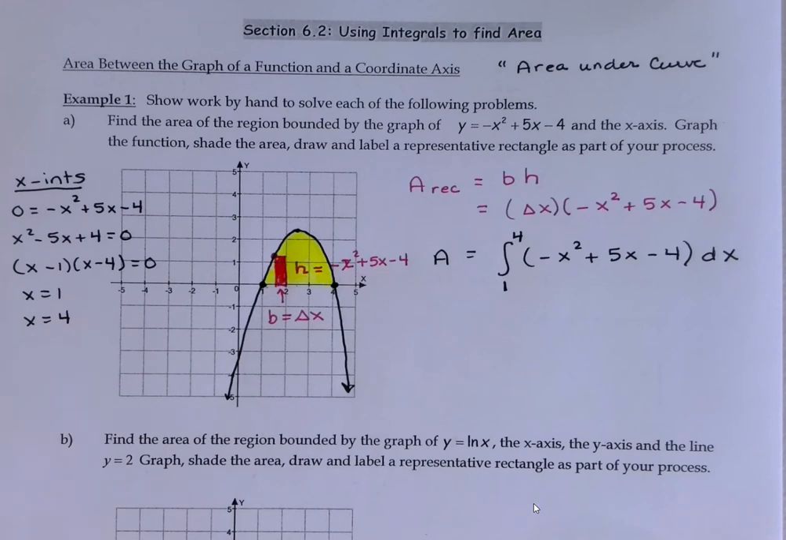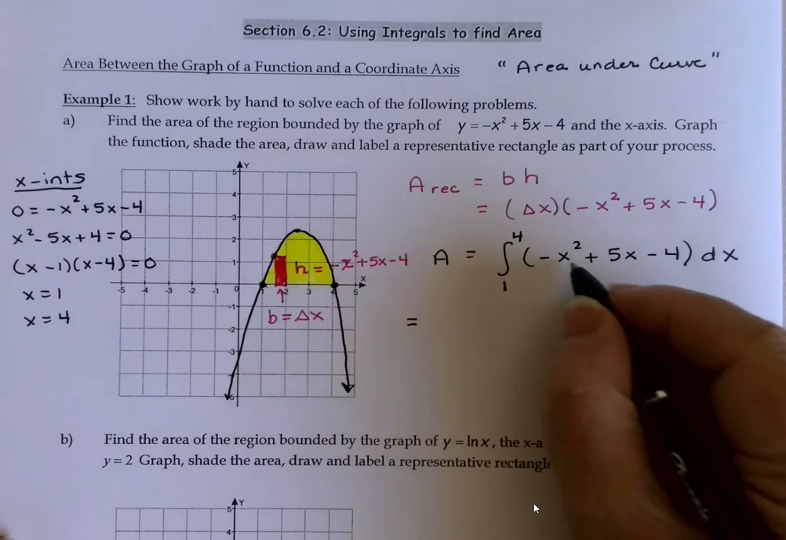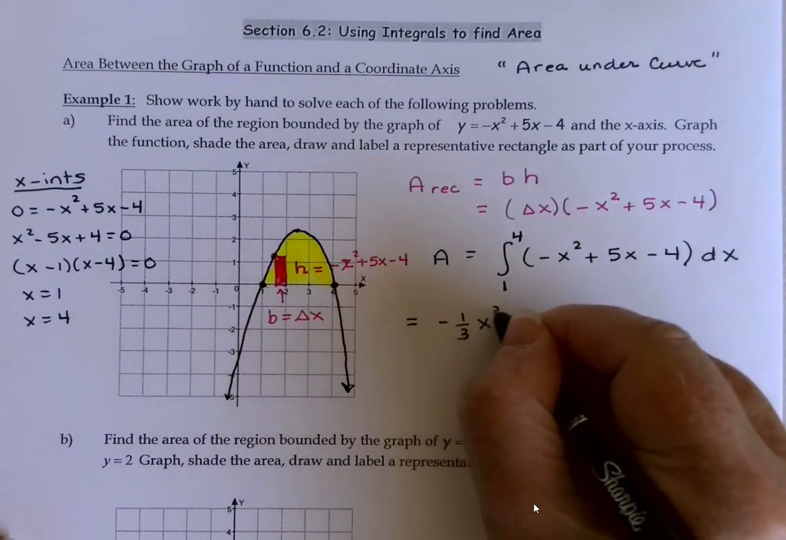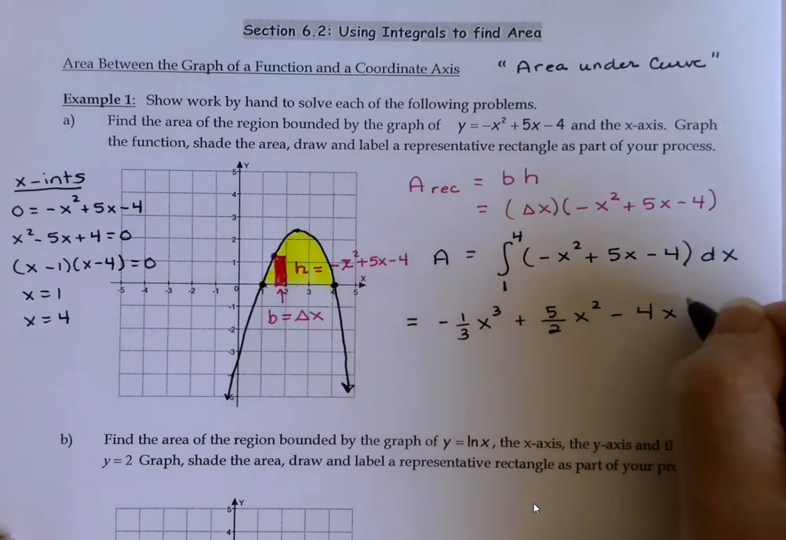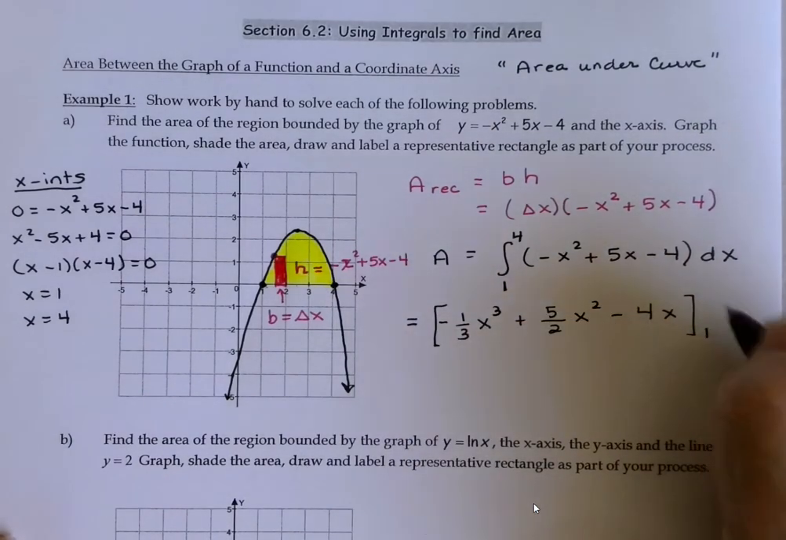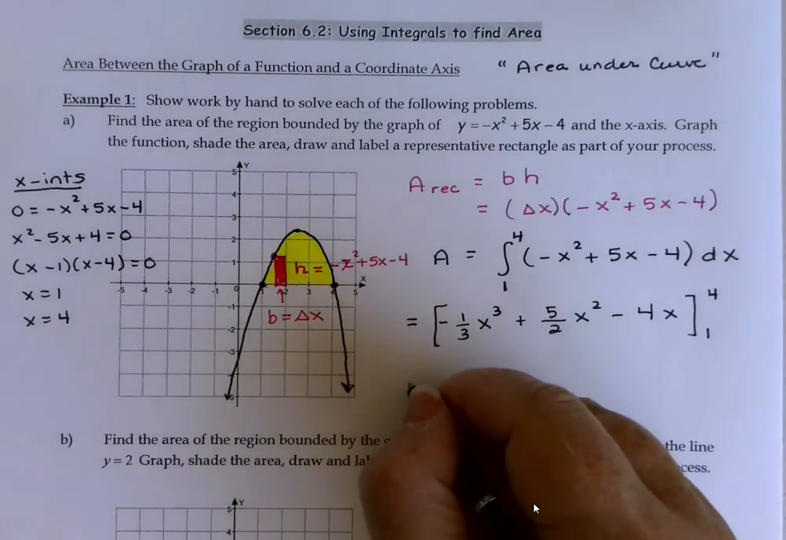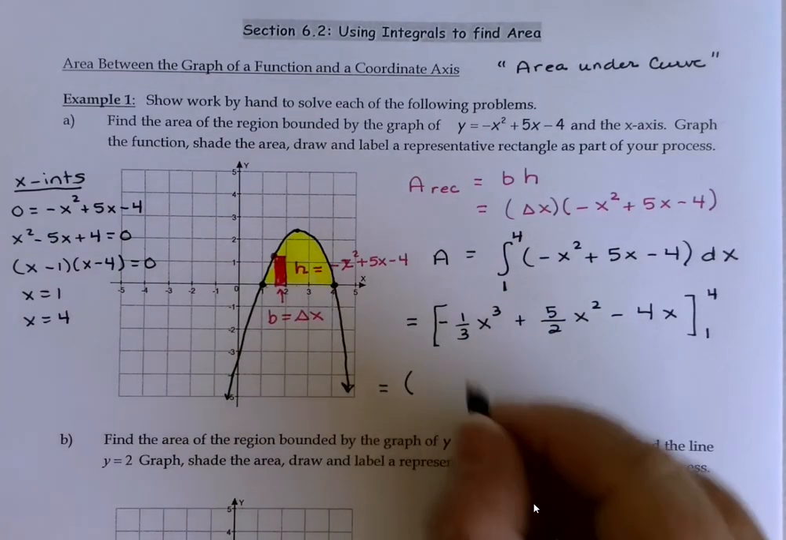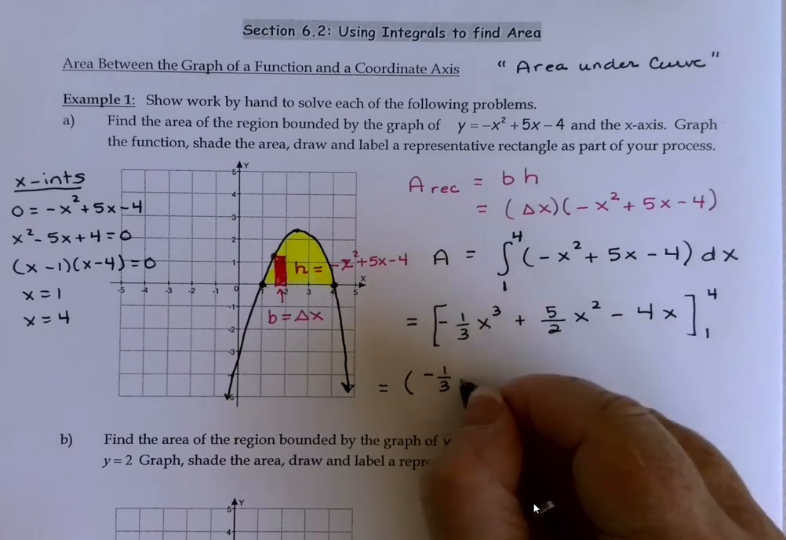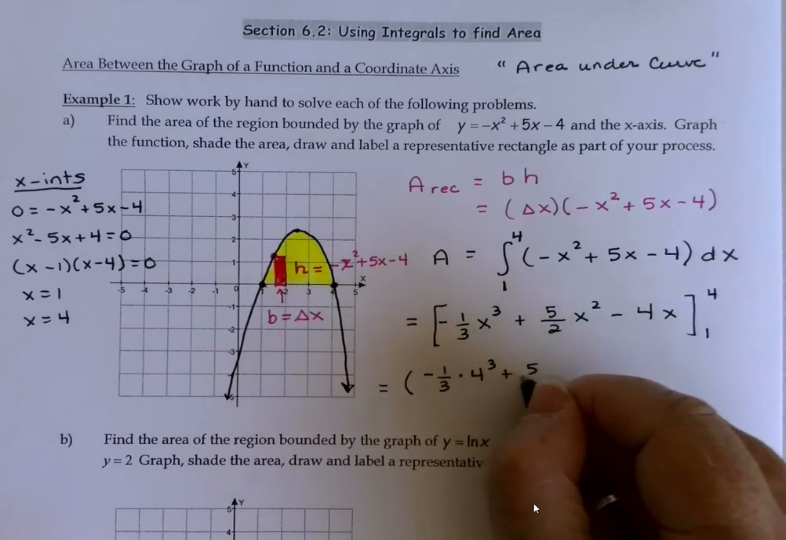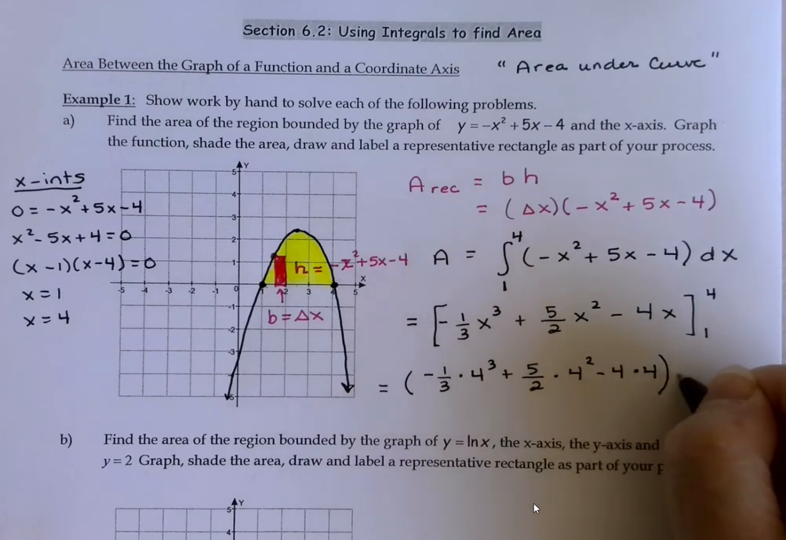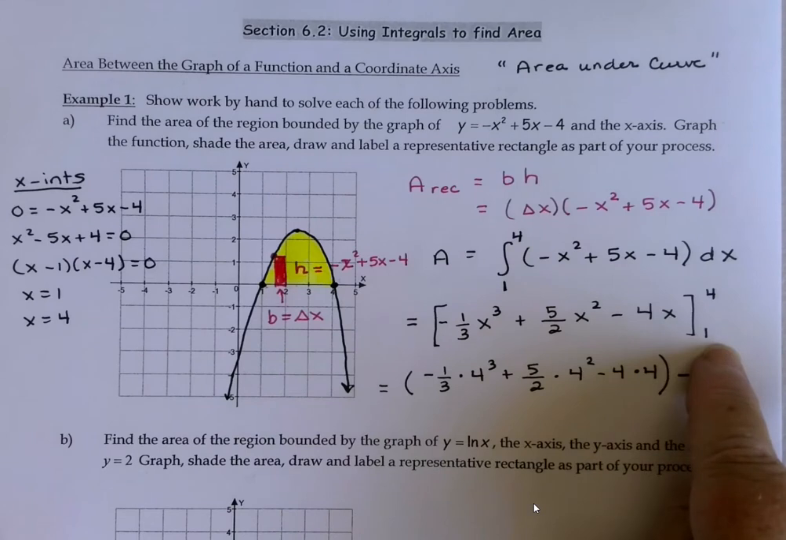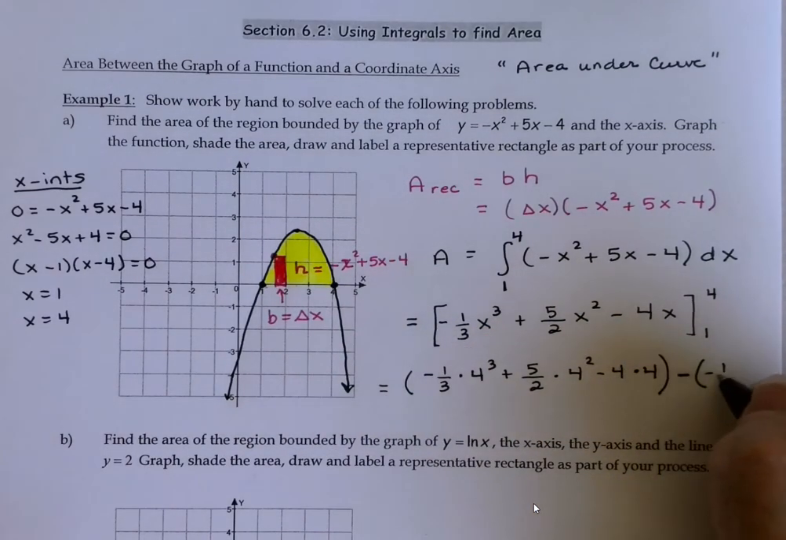All right, I'm ready to go ahead and actually do this integral. That would be negative 1/3 x cubed plus 5/2 x squared minus 4x, evaluated from x equals 1 to x equals 4. I plug in the top one first, so I'd have negative 1/3 times 4 cubed plus 5/2 times 4 squared minus 4 times 4. And then I subtract what I get when I plug in the 1. Plugging in 1, that's just going to stay negative 1/3 plus 5/2 minus 4.